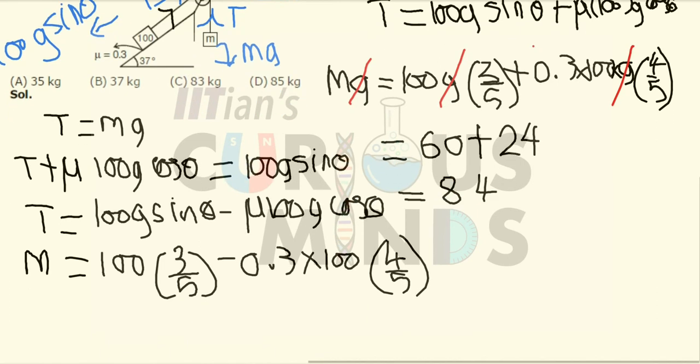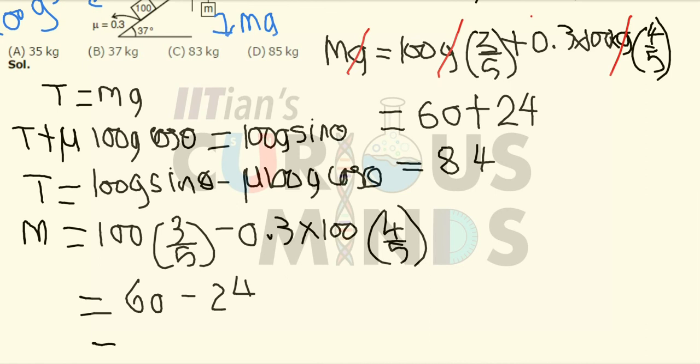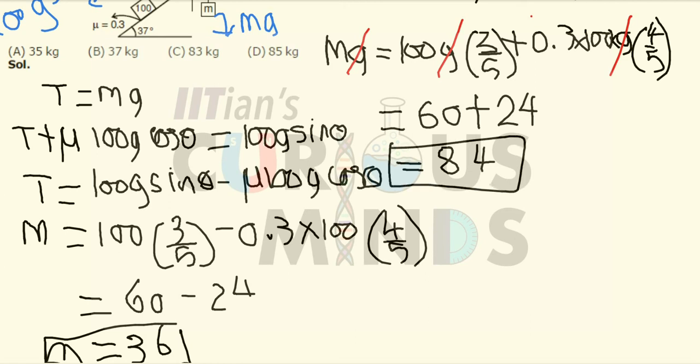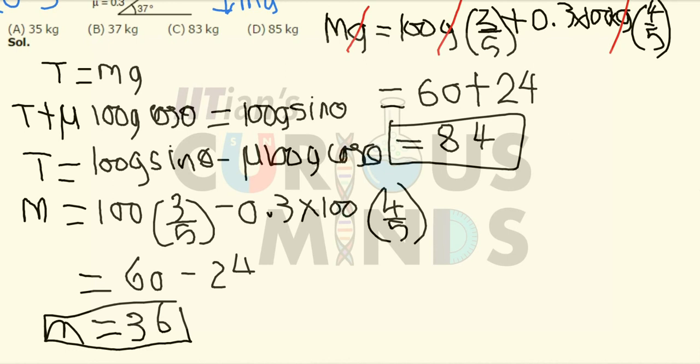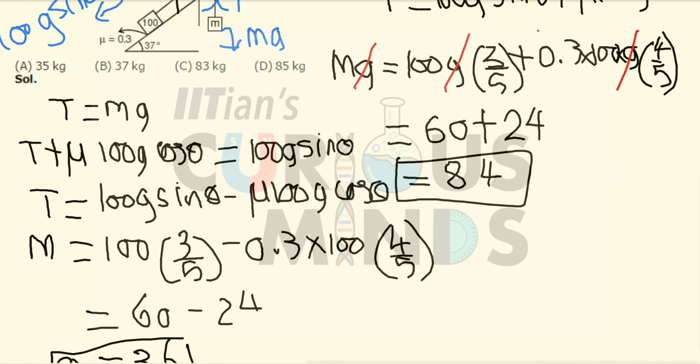So when I calculate the value, it will be equal to 60 minus 24, which is equal to 36. So now the lower limit of the mass is 36 and the upper limit of the mass is 84. So if the mass is greater than 36 and less than 84, the block will not slide. That is, the correct answers are options B and C.